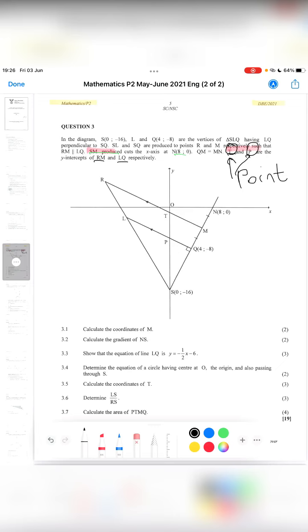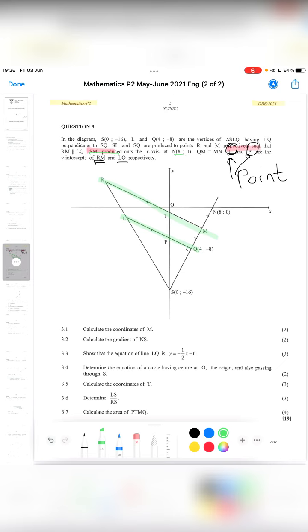So which line are we talking about? The line of RM. So let's see, where is that line? Where is R? There is R up there, M is there. Okay, so this line, and again LQ. Where's LQ? Okay, there is LQ. So those two lines, they are saying T and P are the y-intercept.